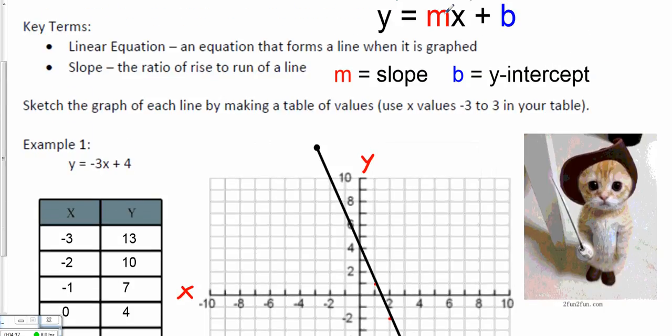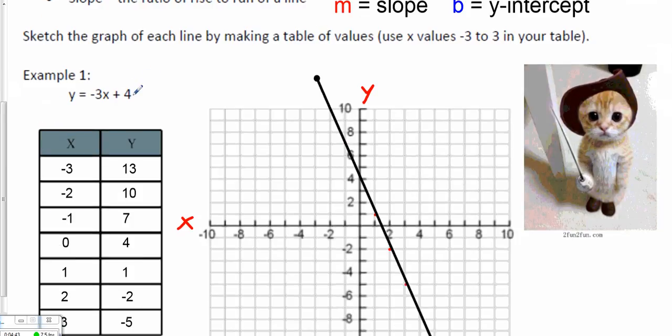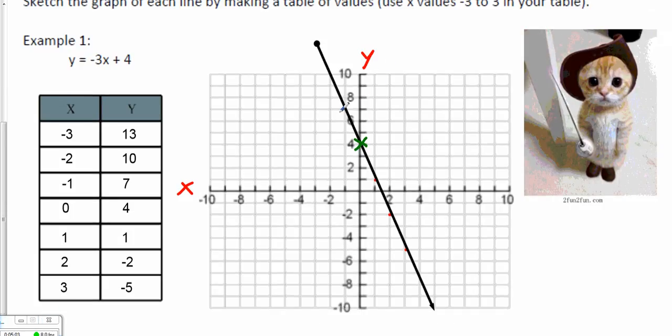Remember, there's m and b for all of these. M is the slope, b is the y-intercept. So this number 4, positive 4, because it's plus here, is our y-intercept. That tells us on this y line, our line will cross at positive 4, which it does. We saw that right here. So this spot here tells us where to start on this y-axis, up and down.